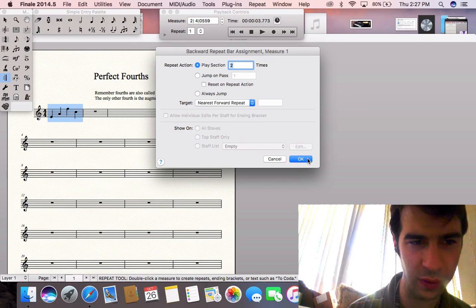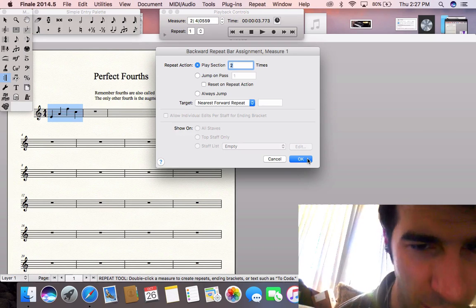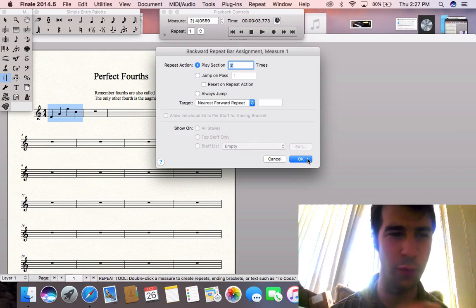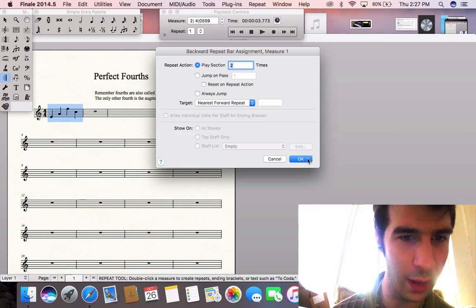So if you start on C, the perfect fourth from C would be F. Or the perfect fourth up from E would be A. You would count E, F, G, A: 1, 2, 3, 4. That's how you would count that. Four notes above, you'd get your fourth. That's usually why they're called fourths.